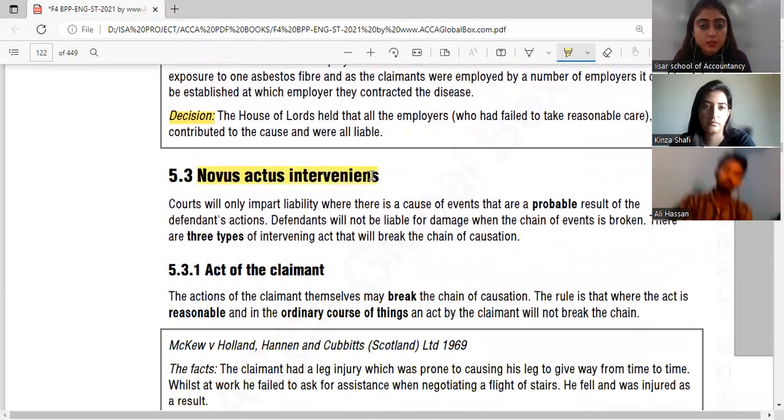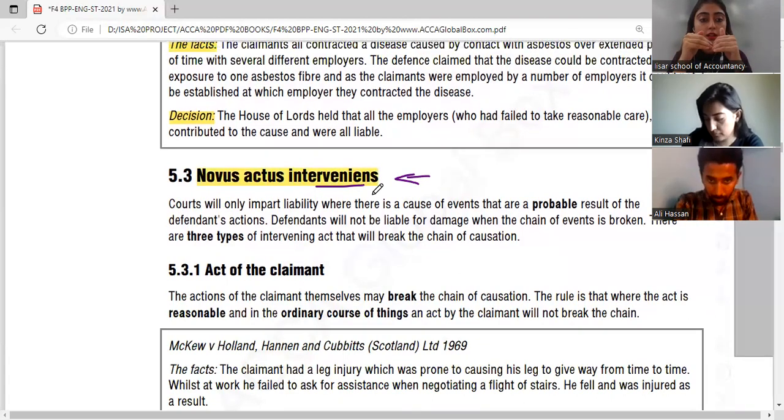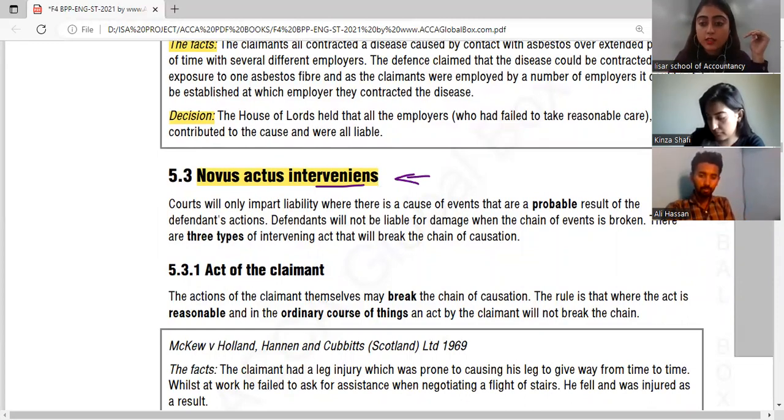Okay, next. Novus actus interveniens. Very interesting, the name itself, the word itself. Whenever you read this word, what is it saying? Intervene. Intervene means interference. Intervention. Now, how and what? Let's look at it through a case.